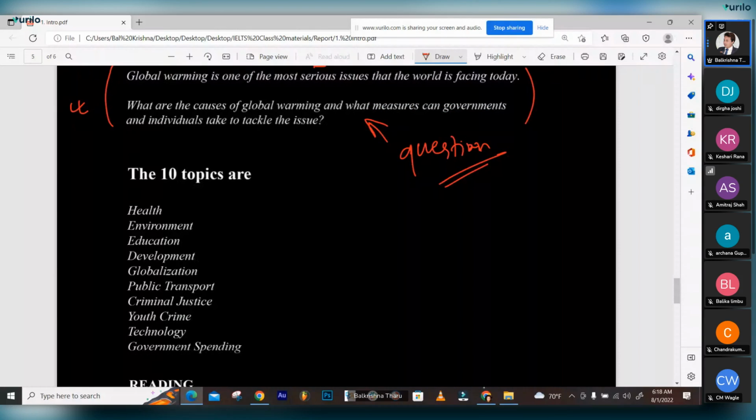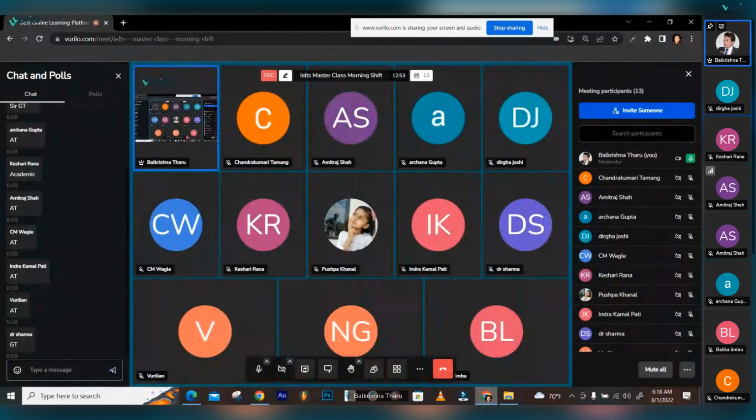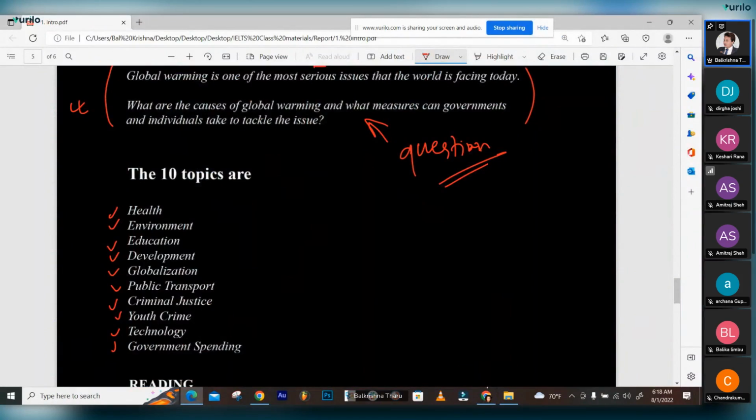And there are top 10 topics. This means that if you are going to be asked a question, the question will probably be related to one of these topics: health, environment, education, development, globalization, public transport, criminal justice, youth crime, technology, government spending. Great.